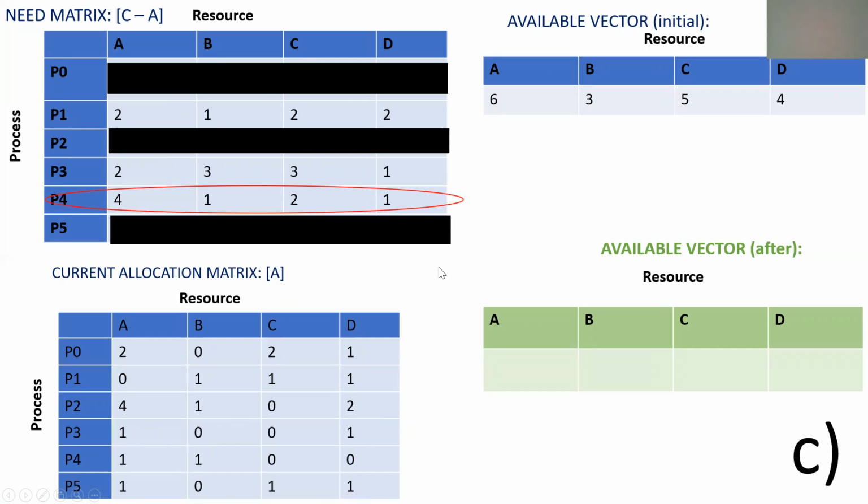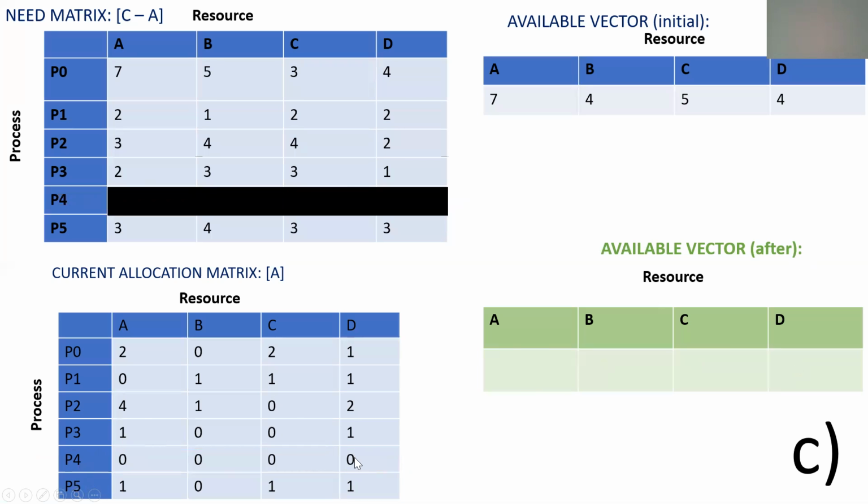So P4 runs, and after P4 is finished, all its allocated resources are now available, so we add them to the availability vector. 6 of A from before plus 1 of A that is now available after P4 is complete equals 7 of A. Likewise, B becomes 3 plus 1 equals 4 available. C equals 5 plus 0 equals 5 still, and D also remains 4. In the current allocation matrix, P4 will now not be allocated any more resources, as we can see here.